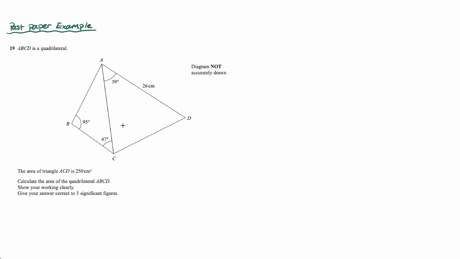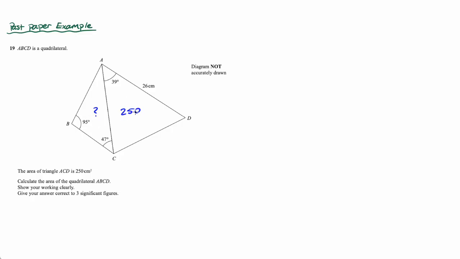And in this case, they've actually given us the area of triangle ACD. So they've given us the area of this triangle, and they say calculate the area of the quadrilateral ABCD. So they want the full thing. I have this one. Basically, I need to find the area of this triangle here. Okay, now to find the area of this triangle, I need two sides, and I don't actually even have one side, so this is going to be tricky. How do I find one side?